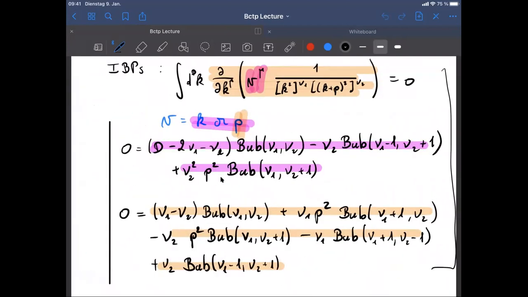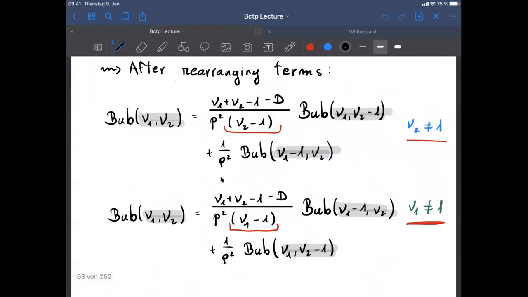We derived the IBPs. These recursion relations are often just called IBPs, which give me these recursions, which we can rearrange. So if at least one of the nu's is not equal to 1, then I can always replace an integral by a linear combination of two other integrals where one of the two exponents is lowered by 1 unit.